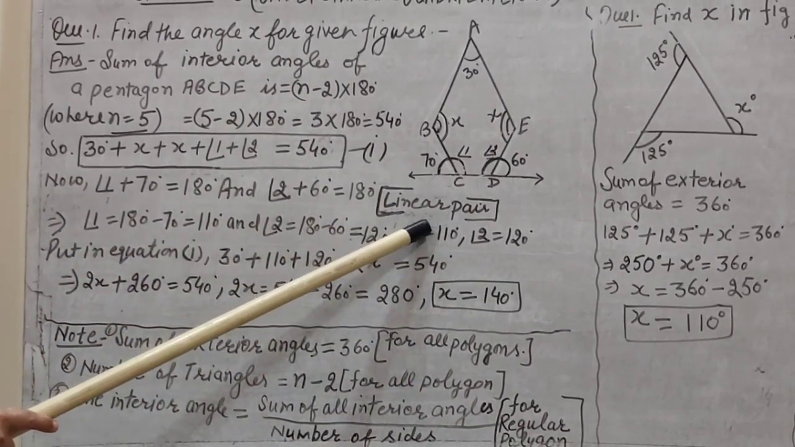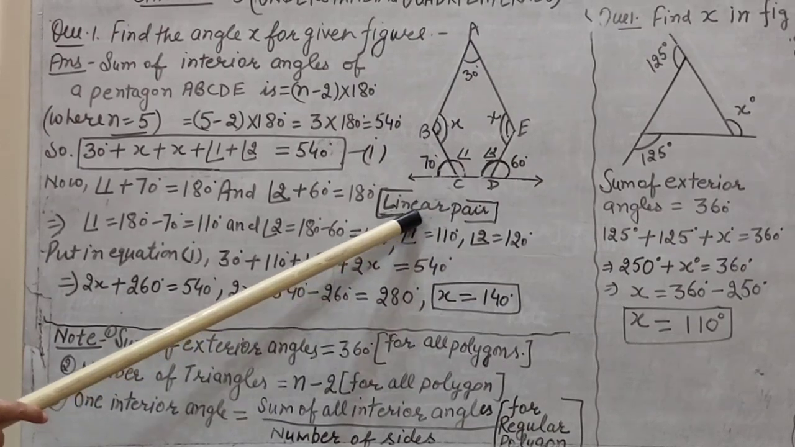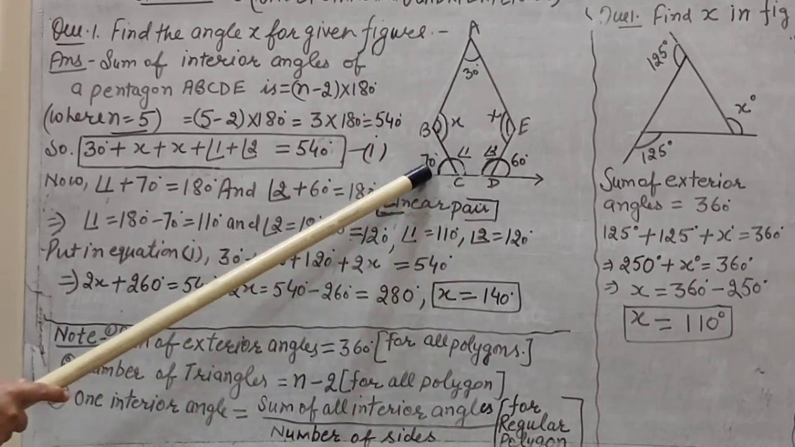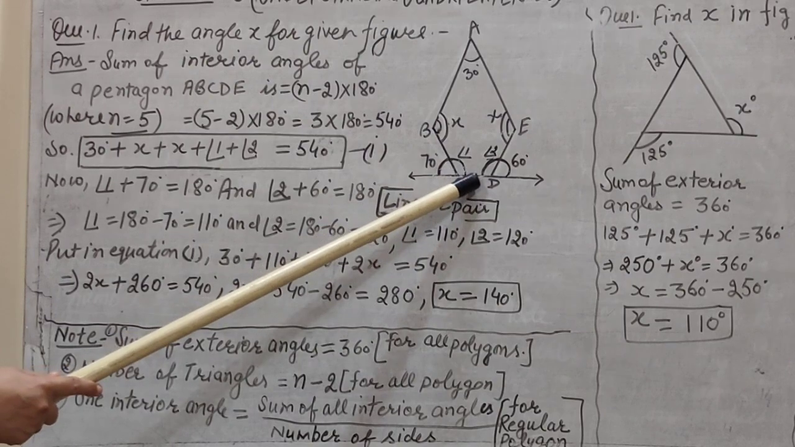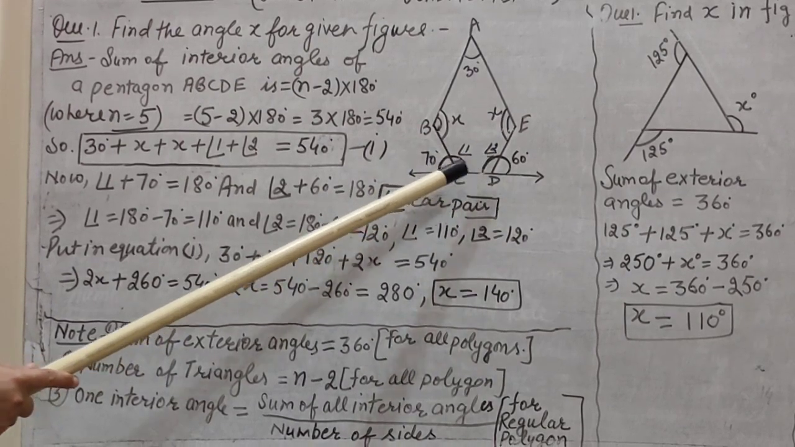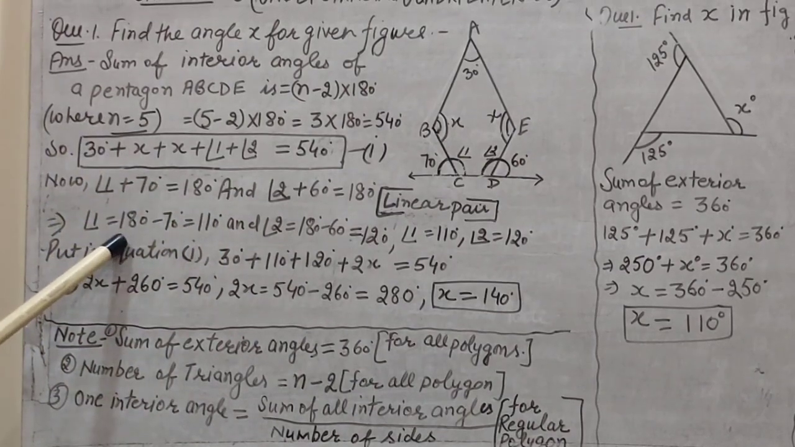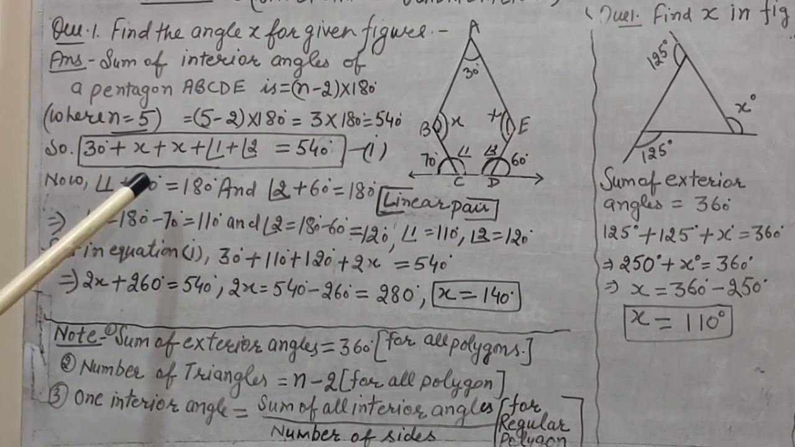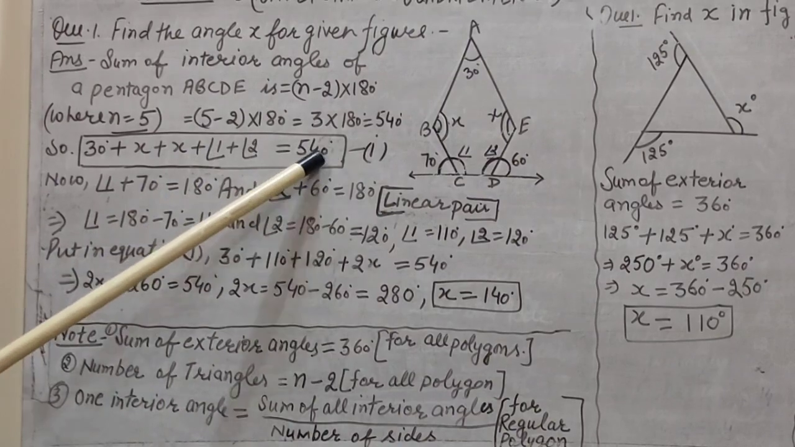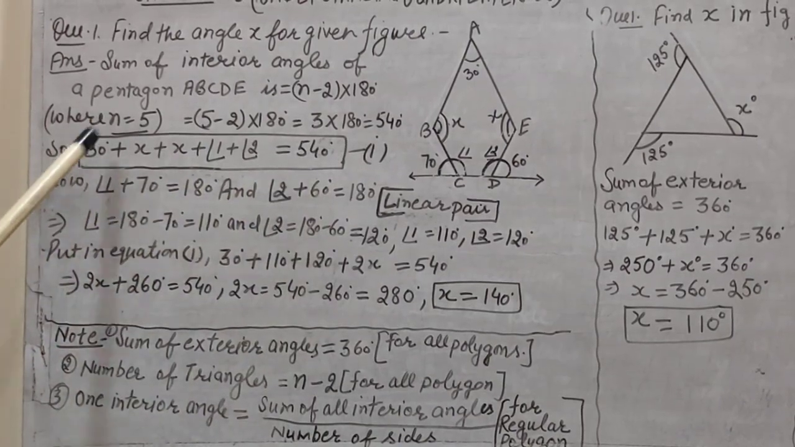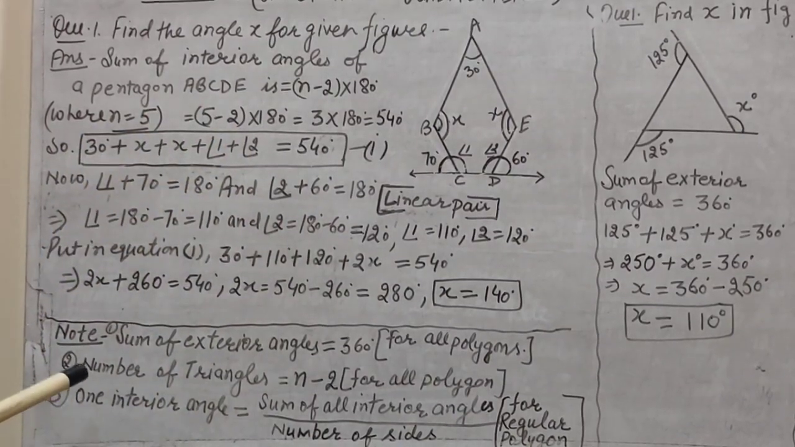This is very much used in almost all questions. If exterior angle is given, interior can be found out, and if interior is given, then exterior can be found out. By using these two properties, we can find out the value of x using the equation left hand side and right hand side.